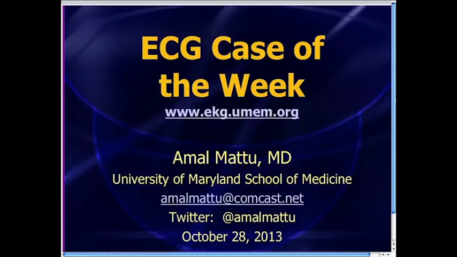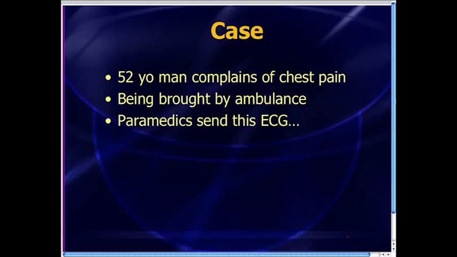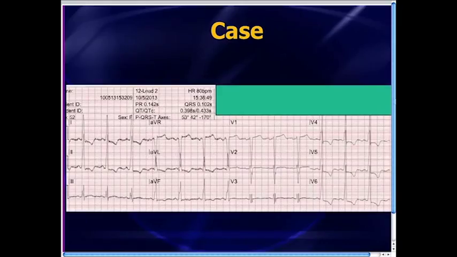And this week's case was a pre-hospital case that was brought into our emergency department not too long ago. It's a 52-year-old man that complains of chest pain. He's brought in by ambulance. Paramedics sent this EKG ahead of time. Now, we're a center that oftentimes they will transmit EKGs to, and based on the 12-lead EKG, we can decide whether to activate the cath lab or not. And this was clearly a concerning EKG.